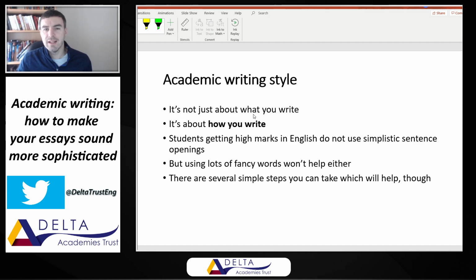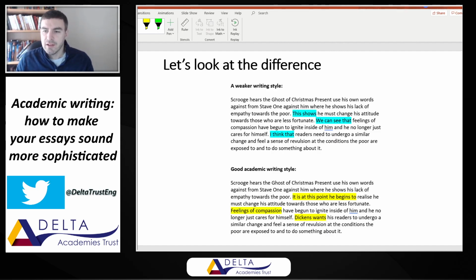You don't. What it is, it's about putting certain things in the content in the right place and fronting them so that you are focusing on the issue rather than focusing on your words. It's not about your words, it's about how your words express the content of what you're saying. And so there are several simple steps that we are going to go through in order to do that. So first of all, let's look at the difference between a weaker writing style and a more academic one.